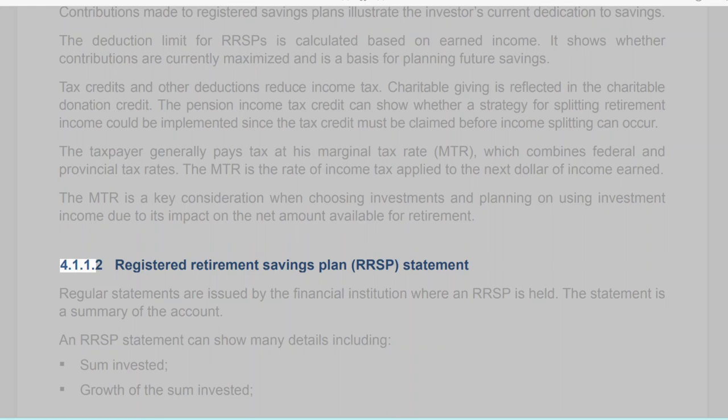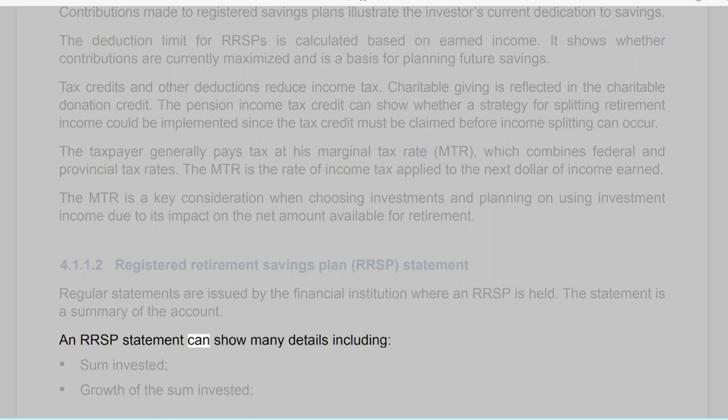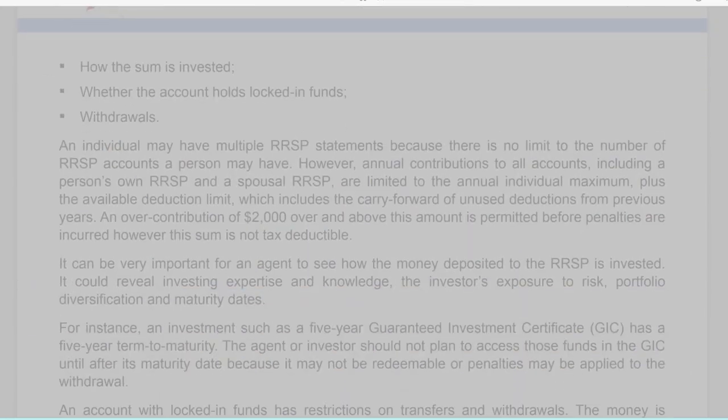Registered Retirement Savings Plan, RRSP, statement. Regular statements are issued by the financial institution where an RRSP is held. The statement is a summary of the account. An RRSP statement can show many details, including the sum invested, growth of the sum invested, how the sum is invested, whether the account holds locked-in funds, and withdrawals.